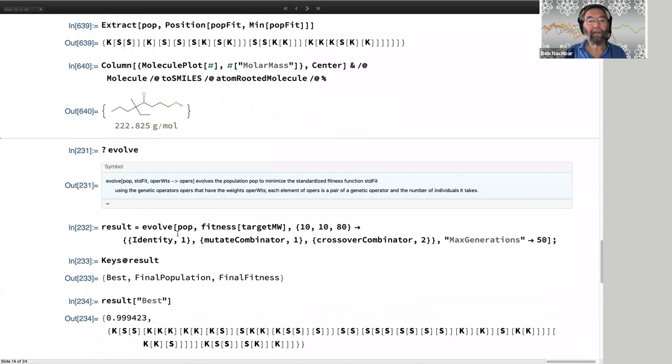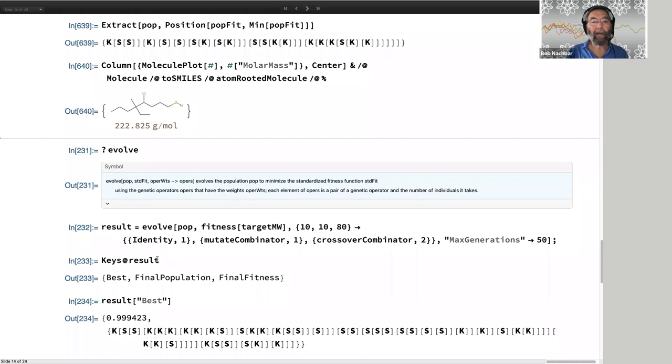a fitness function and some genetic operators that'll be used with these weights. We'll use direct duplication. The more fit it is, the more likely it'll be chosen. So 10% will be just directly copied into the new population, the new generation. 10% will be mutated, and 80% will be produced by crossover. And we'll do this for 50 generations.